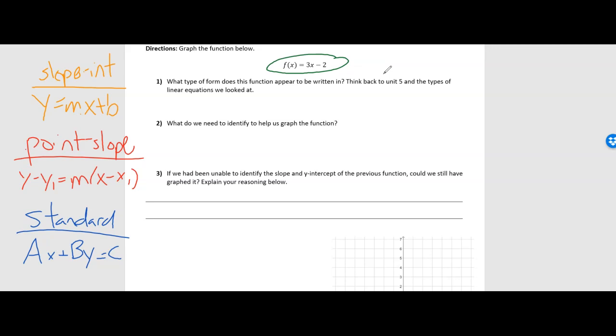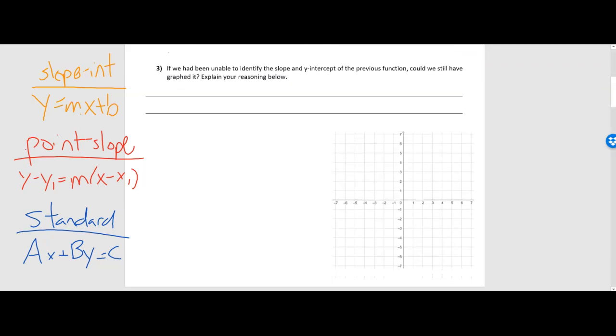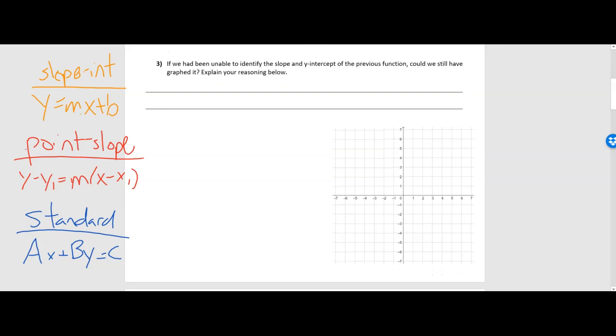What do we need to identify to help us graph the function? Well, we need the slope and the y-intercept. Slope being 3, y-intercept being negative 2. So let's go ahead and graph. I'll rewrite the function just so we remember what it is. F of x is equal to 3x minus 2.